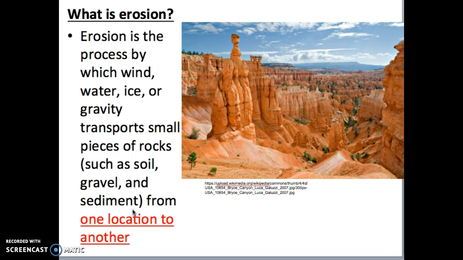Erosion is when wind, water, ice, or gravity can transport small pieces of rocks like soil, gravel, and sediment from one location to another. It's basically the movement of rocks. Here's a picture of Bryce Canyon. It's one of the most beautiful landforms in the United States that was formed naturally by the process of erosion. And we're going to talk more in detail about how this is possible.